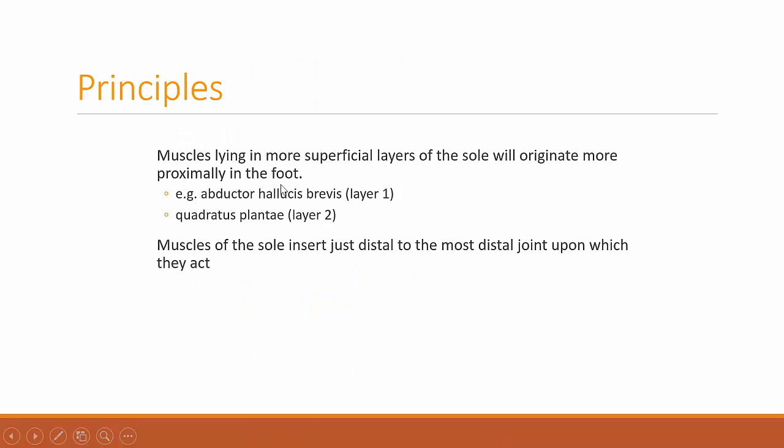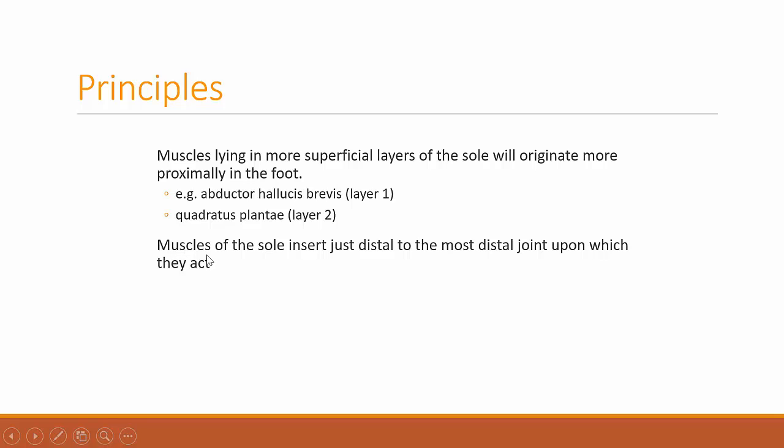I'd just like to comment on a couple of principles. We have a principle that muscles lying in more superficial layers of the sole of the foot will originate more proximally. So we can see the abductor hallucis is found in layer 1, and it originates more proximally than the quadratus plantae, which is found in layer 2. So we have the idea that superficial muscles are longer, and as we travel deeper, the muscles become shorter.